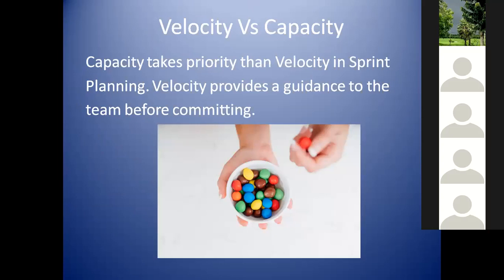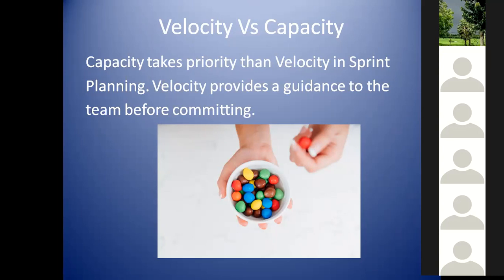Now, the third one is velocity versus capacity. There is always a confusion, and we have covered this in the first session as well. Let's try to understand the difference between the two and why a separation is required. Whenever you are doing a sprint planning meeting, ensure that you give more weightage to capacity than velocity. Velocity is just a guidance, and it is not the thumb rule to plan your things.